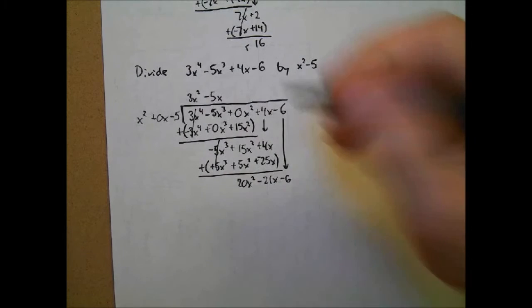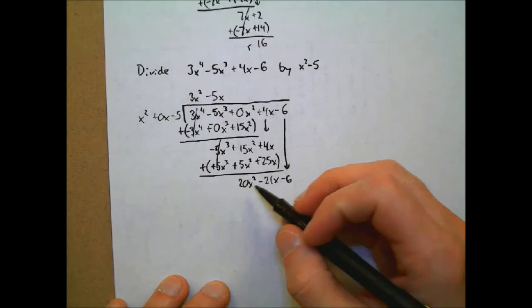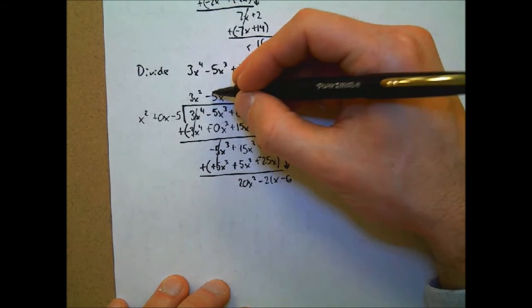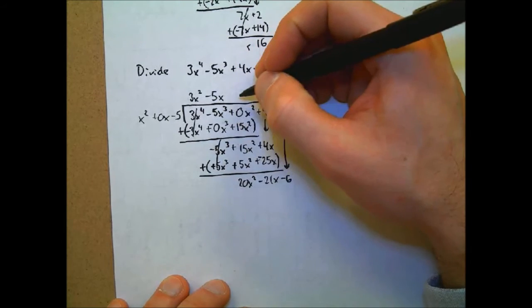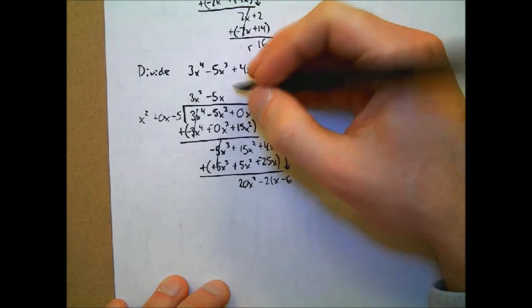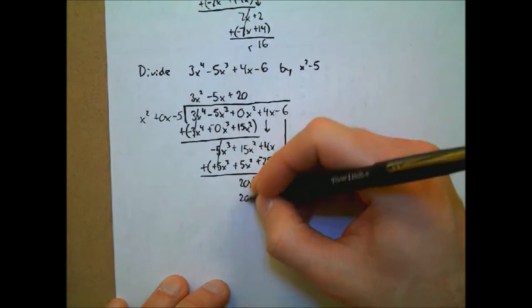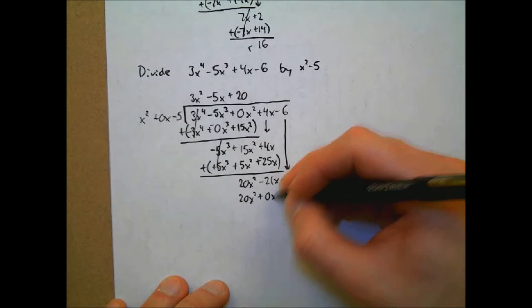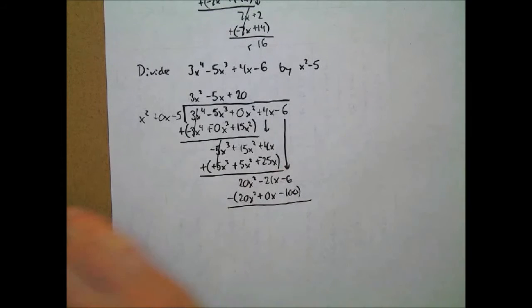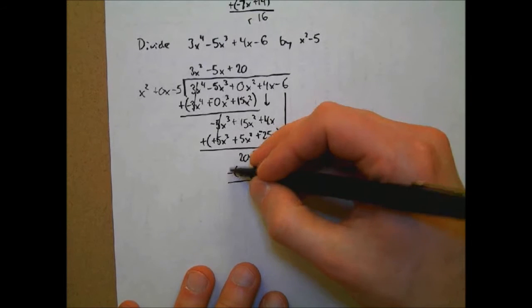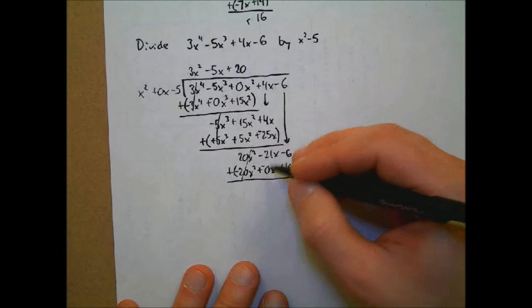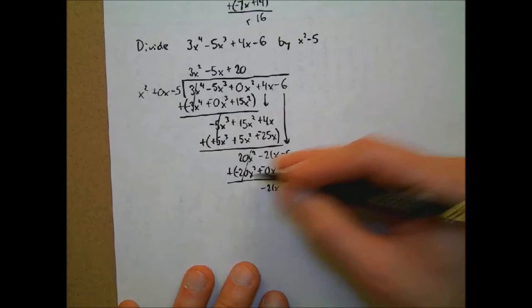Then again, repeat. What times x squared gives us 20x squared? Yeah, it's 20. 20 times x squared is 20x squared. 20 times 0x is 0x. 20 times minus 5 is minus 100. Again, subtract, or instead add the opposites. So 20x squared and negative 20x squared cancel. Negative 21x and negative 0 becomes negative 21x. And then negative 6 plus 100 is 94.